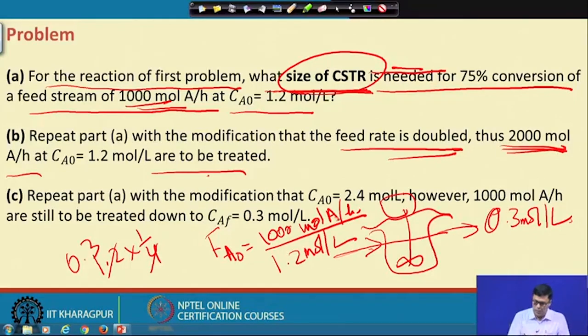Now, the next problem: CA0 value was 1.2. If you increase it to 2.4, but the flow rate FA0 is the same, then what will happen to the size of the reactor? So, in a different way we want to solve the problem and find out how it affects the process.